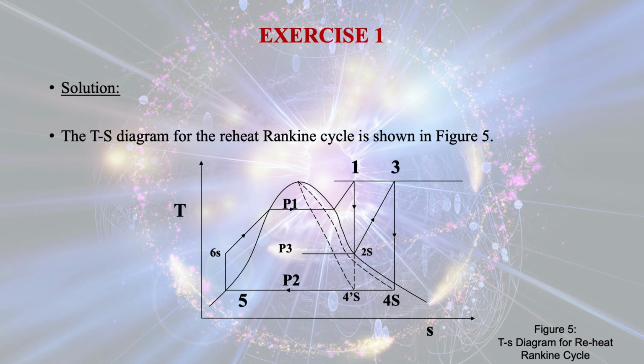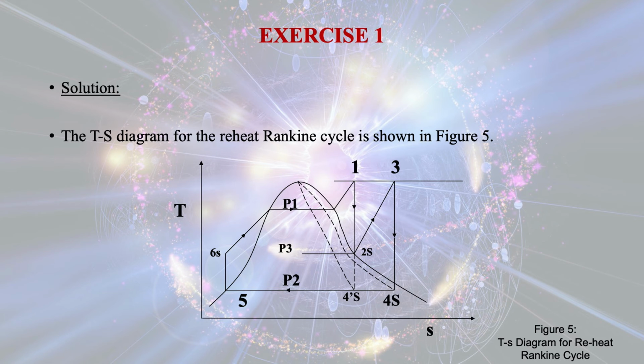So this is the diagram for the reheat Rankine cycle. This is known as the TS diagram, the temperature-entropy diagram, for the reheat Rankine cycle. Now you see that point 1 is the entry point of the steam in the high pressure turbine, and 2S is the exit point of the high pressure turbine. After that it is reheated from 2S to point 3 in the reheater.